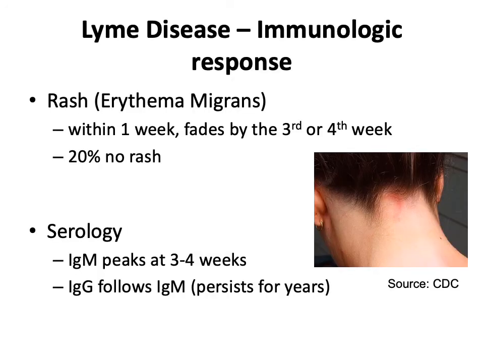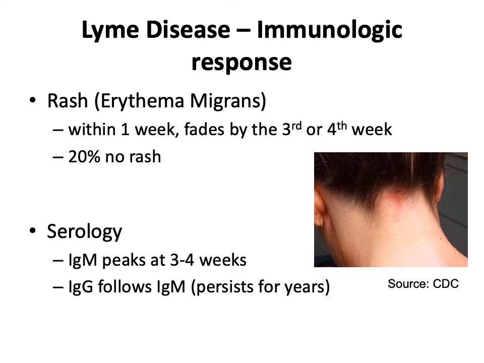The immunologic response by the infected individual is marked by the development of the erythema migrans rash. It usually appears, on average, within a week of the bite and fades by the third or fourth week of infection.